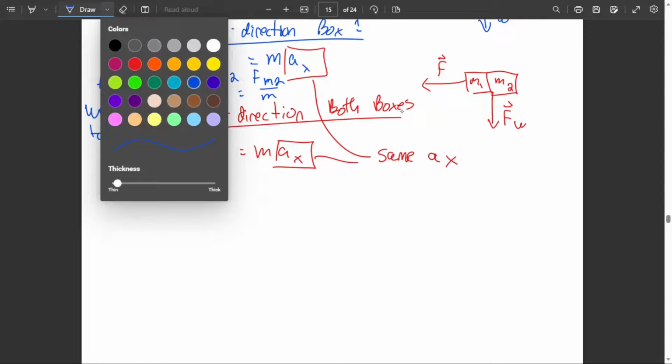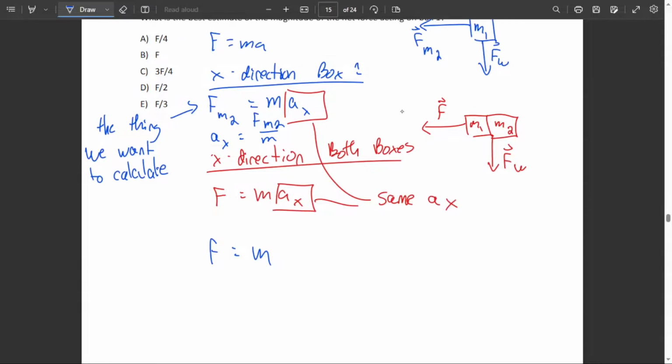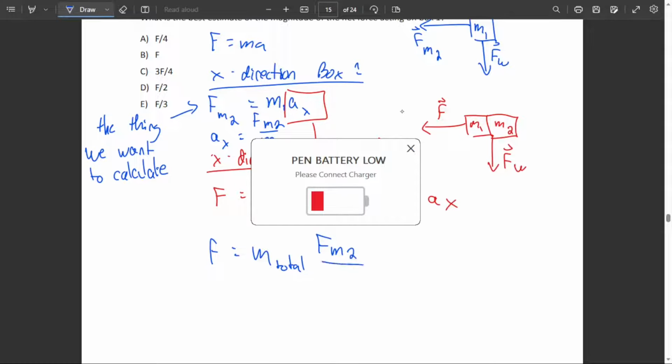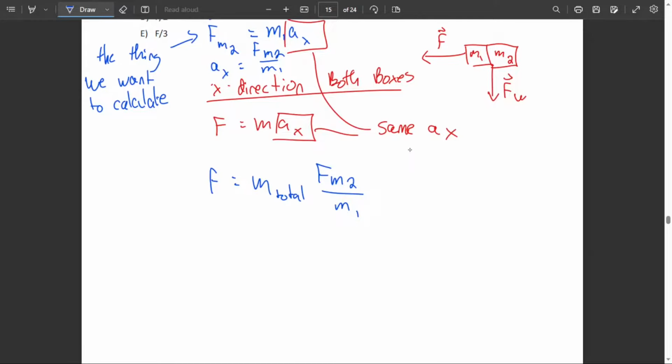So, yeah, we'll stay with blue. F over M. Hold on a second. This is mass 1. This is total mass. So this is what we want to calculate. We wanted to find F of M2. So F times M1 over M total equals F of M2.